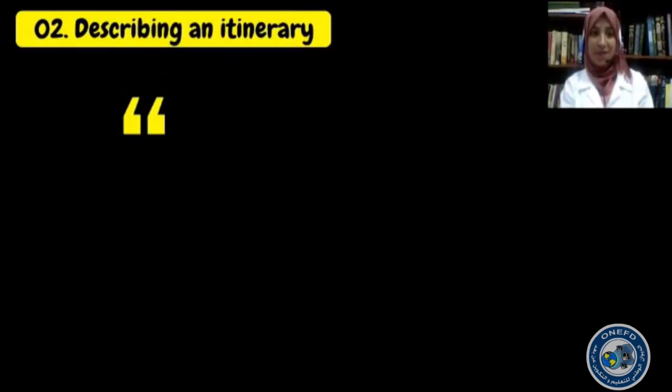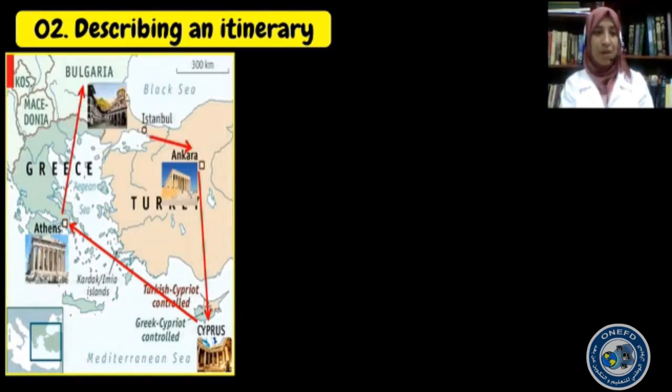Now, second, describing an itinerary. It means you are going to describe the route that you followed when you were on your trip. So here we have an itinerary. We have a map with some names of countries. So the trip starts from Istanbul to Ankara, then it moves to Cyprus, then Athens, then Bulgaria.